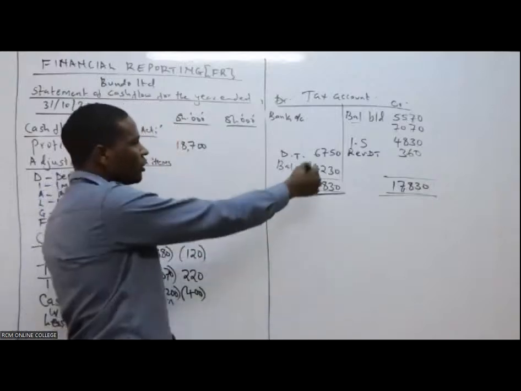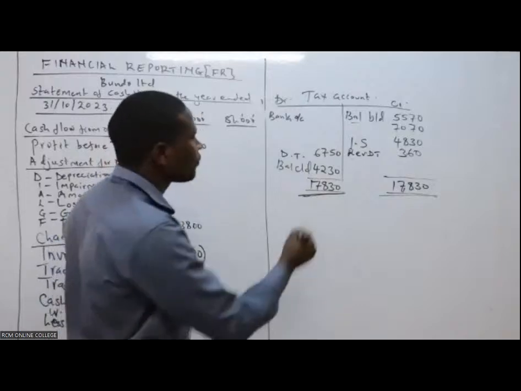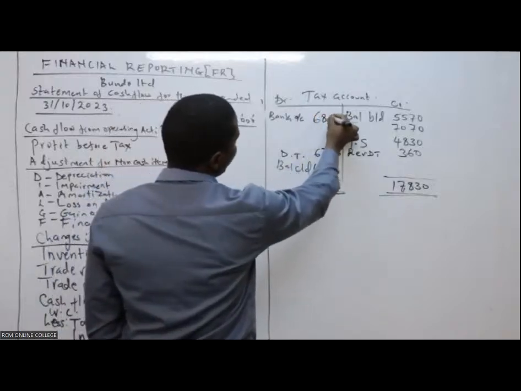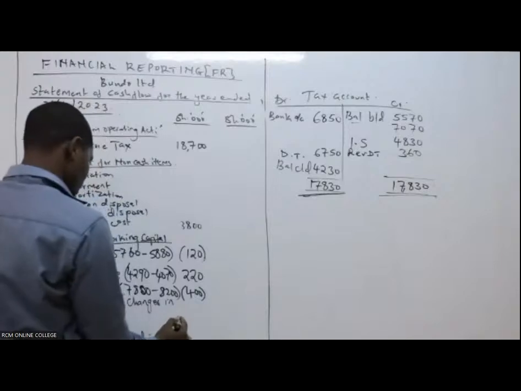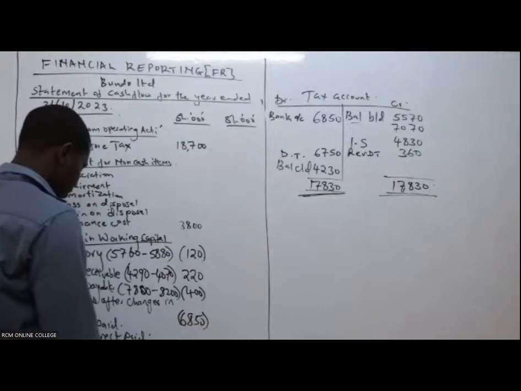Now give me this, Jane. This minus 2. 6850. It was the tax that was paid. 6850. Therefore, this one we subtract.